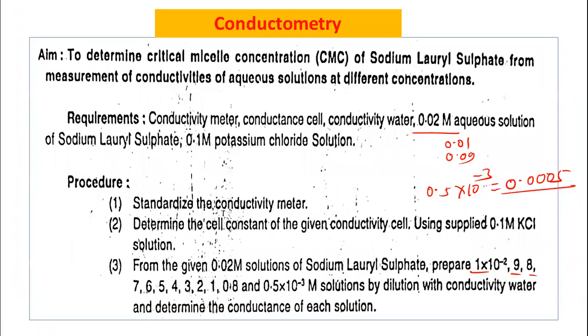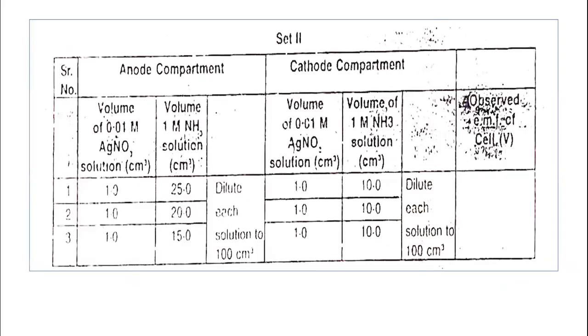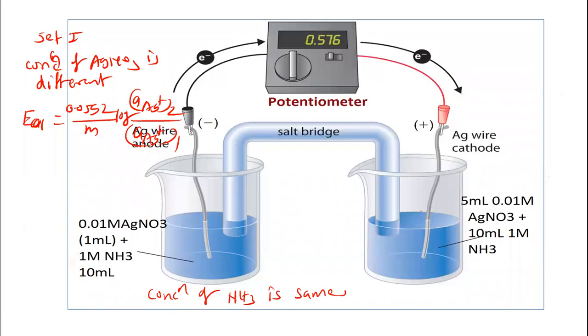I would like to show this diagrammatically here. Once again, this is for the second set, where the N value can be determined. The concentration of the ammonia is different. You can see 25 ml of the ammonia here, and here only 10 ml of the ammonia, while the concentration of the silver nitrate will be the same. So according to the second set we can determine the N value, and according to set 1 we can determine the M value.